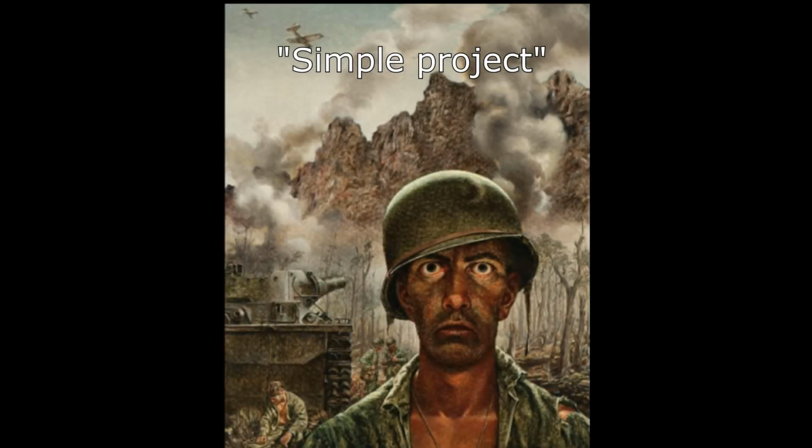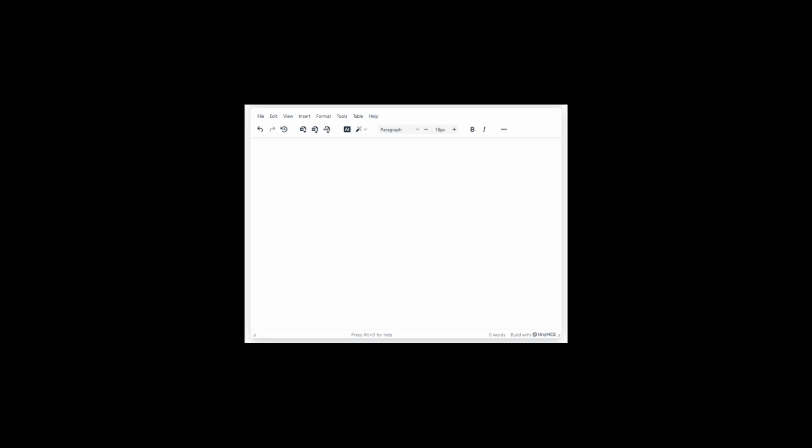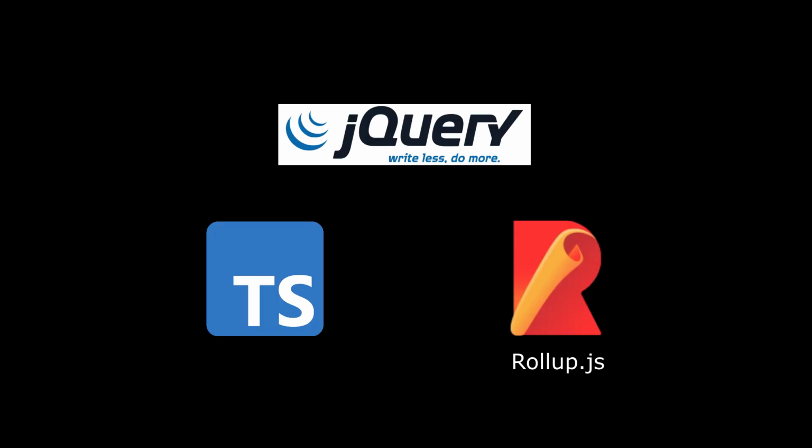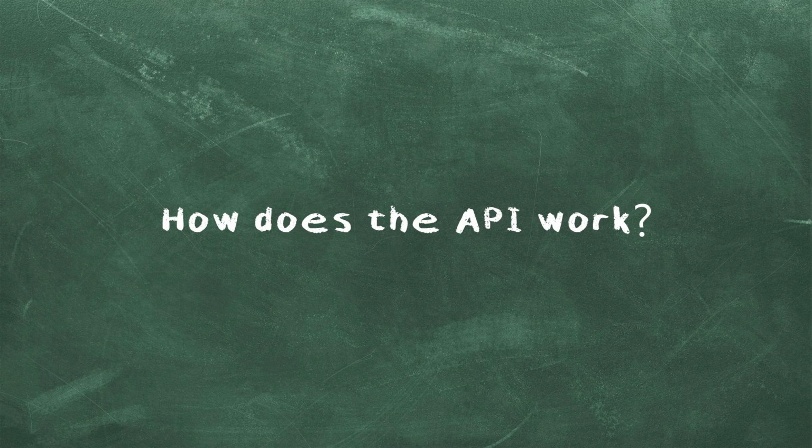A text editor seemed like a simple project, so I decided to make one myself but for websites. However, it won't be a pre-made text editor like the ones you see on the internet. Instead, it will be an API that allows others to build their own. For those who care, here are the technologies I'm going to be using. Now, how does the API work?